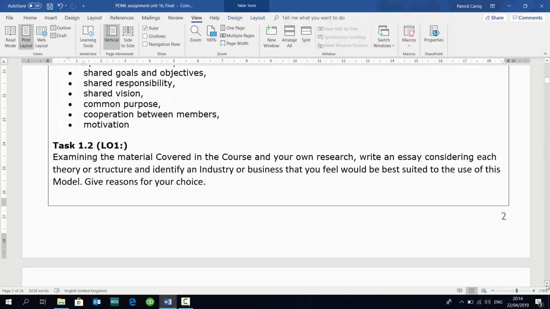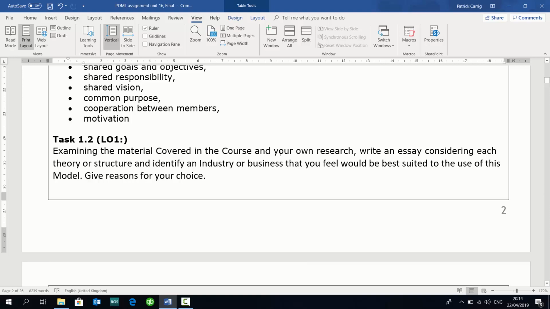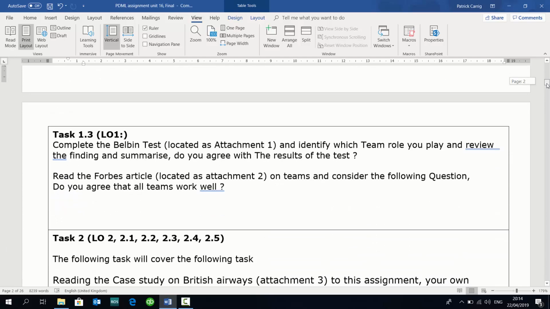Now, in the second one, examine the material covered in the course and your own research. Write an essay applying each theory or structure to an industry or business you feel is best suited to use of this model. Give reasons for your choice.